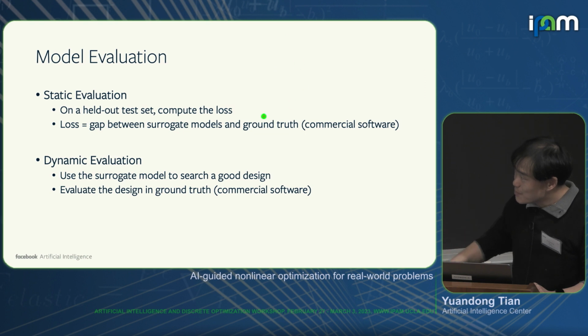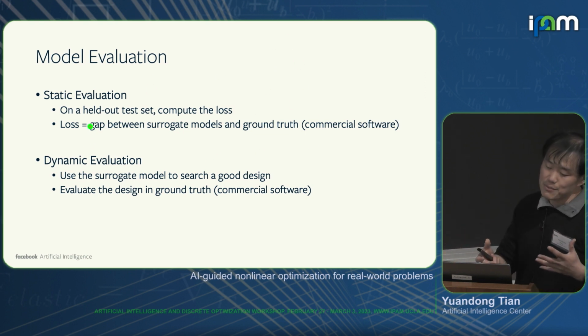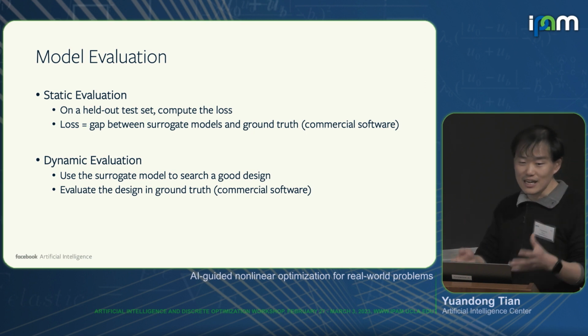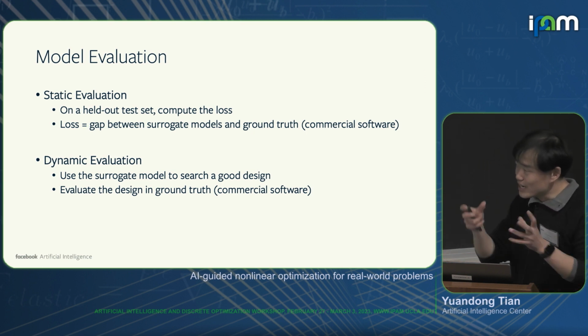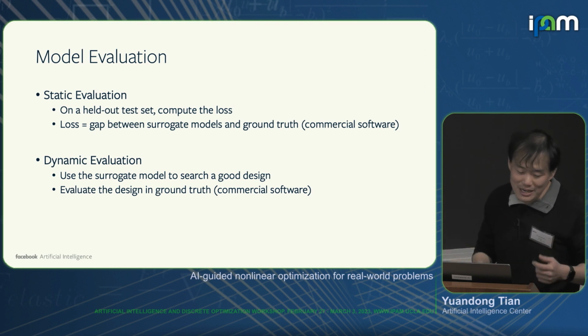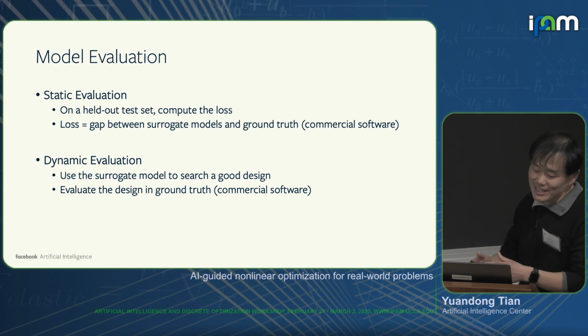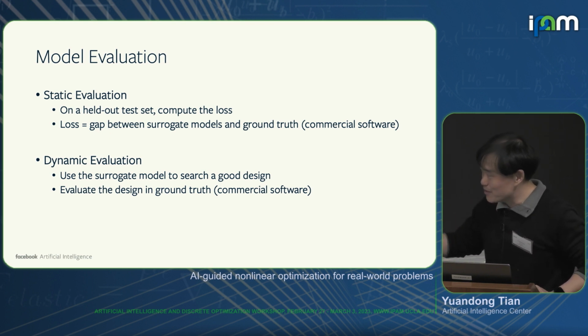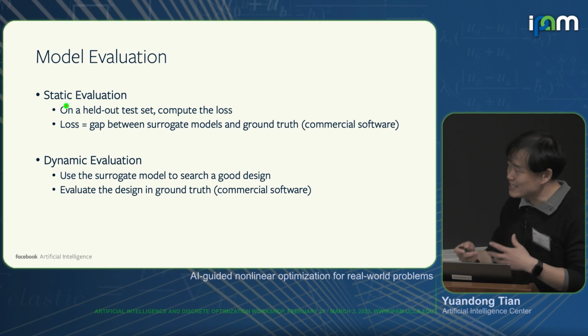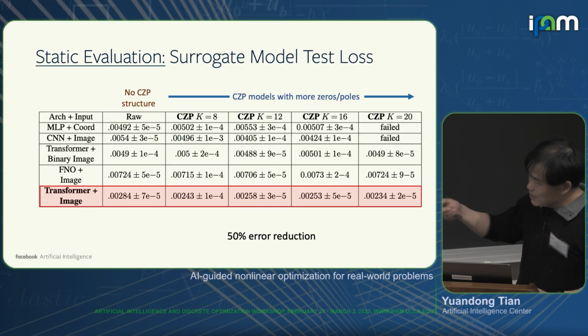That's static evaluation. But more importantly, we also want to check whether the learned surrogate model can be useful for finding the design of an antenna. We just plug the surrogate model into the search paradigm, which is powered by a reinforcement learning procedure. And then once the search gives you an optimal solution, you want to check whether the solution really satisfies the criteria specified by the initial plan, using the commercial software. Right.